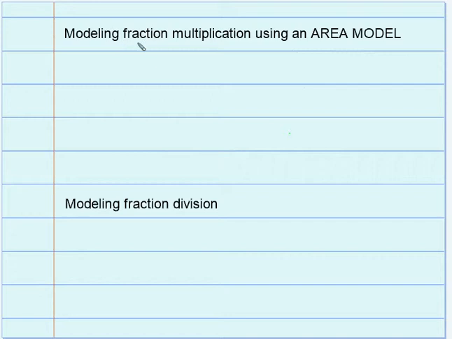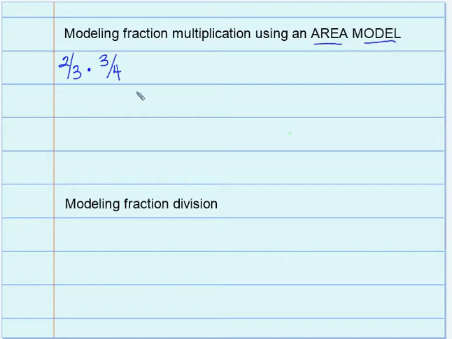First, I want to model fraction multiplication using an area model, and you're going to put this in your notes because you'll have to model with an area model, and if you don't know what to do, that will be tricky. So we're going to do 2/3 times 3/4. I know a lot of you already know what to do with multiplying fractions. It's just that we need to review and learn this new area model.